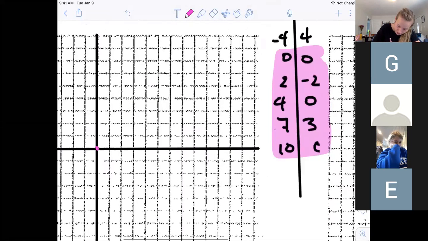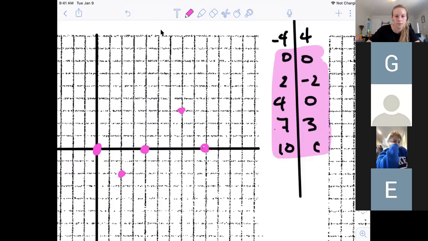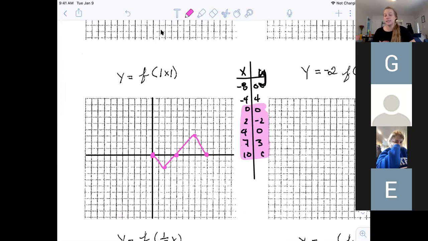I'm gonna graph 0, 0, 2, -2, 4, 0, 7, 3, 10, 0. This side of the graph is perfect. It's the original one. I didn't have to change anything. It's all good. The other side is going to be an exact symmetrical version of it.